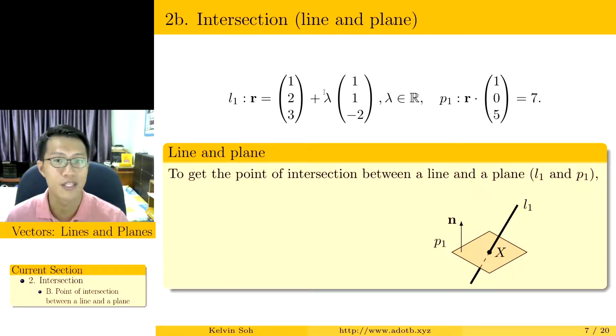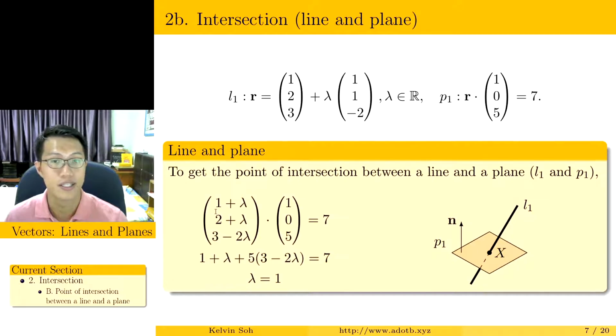We still want to solve the simultaneous equations, but the technique we'll be using over here is the technique of substitution. We'll take the equation of the line over here, r equals (1, 2, 3) plus lambda (1, 1, -2), and substitute this into the equation of the plane. So this is what we have. We have (1 plus lambda, 2 plus lambda, 3 minus 2 lambda), that's the equation of our line, dot with (1, 0, 5) equals 7. So we sub the line into the plane. Working out the dot product will allow us to solve for lambda.